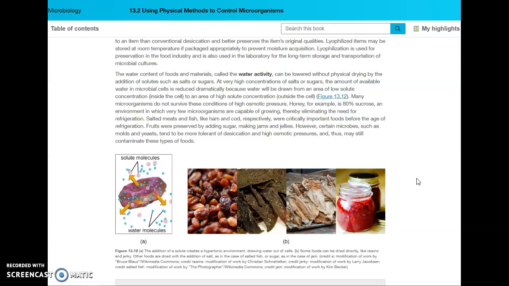The water content in food, which is called the water activity, can also be lowered without drying by adding salt or sugar. And that's how the concept of honey or jams or jellies work, that we put enough sugar in there, then bacteria don't have enough available water to grow.